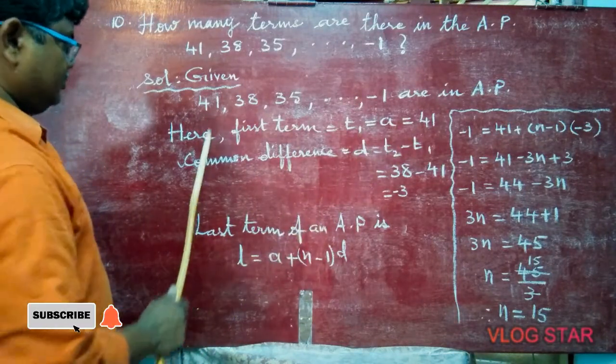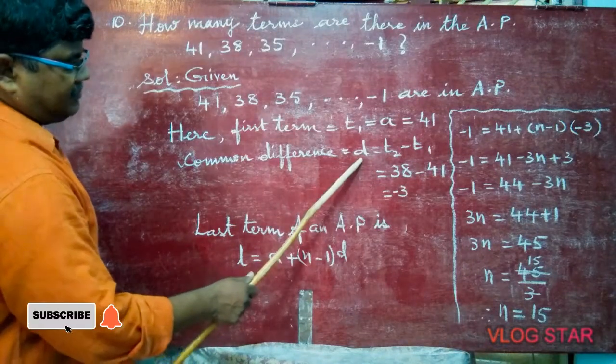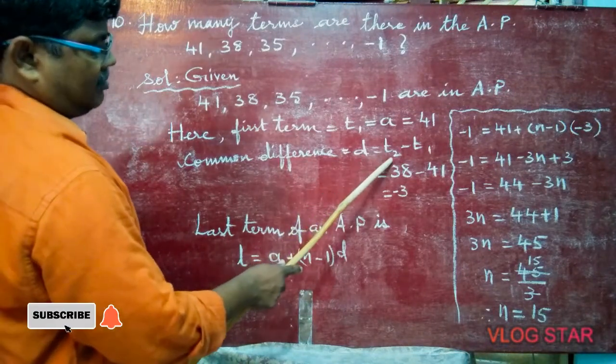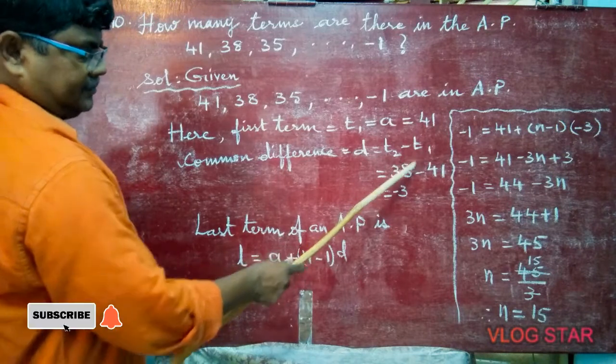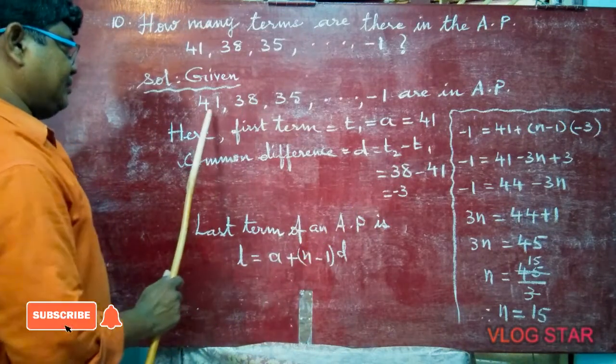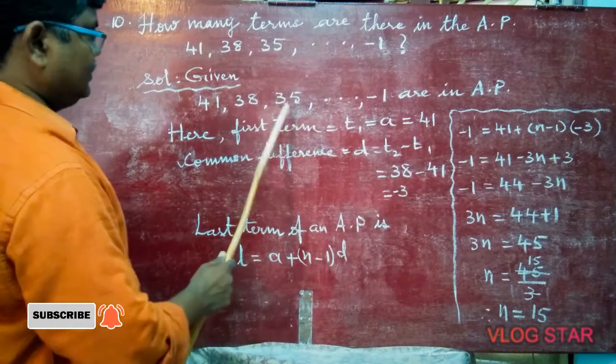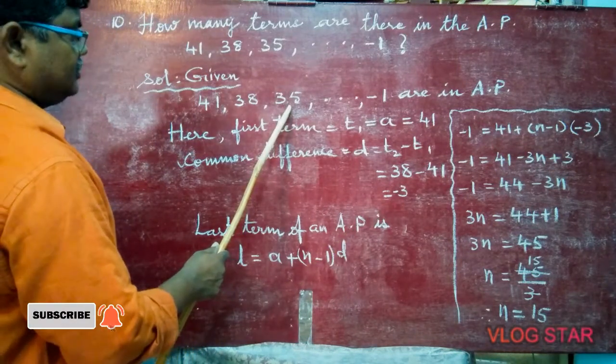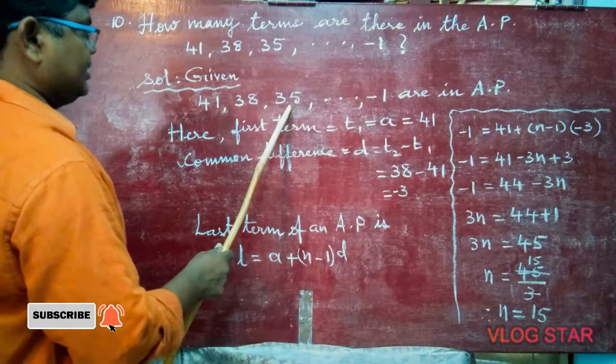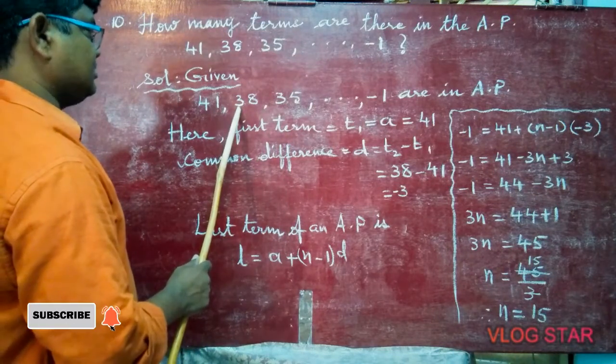Common difference we represent with small letter D. The formula is T2 minus T1. That is equal to 38 minus 41. How much did we get? Minus 3. Go for the second option also, check whether it is correct or not. 35 minus 38 is minus 3.